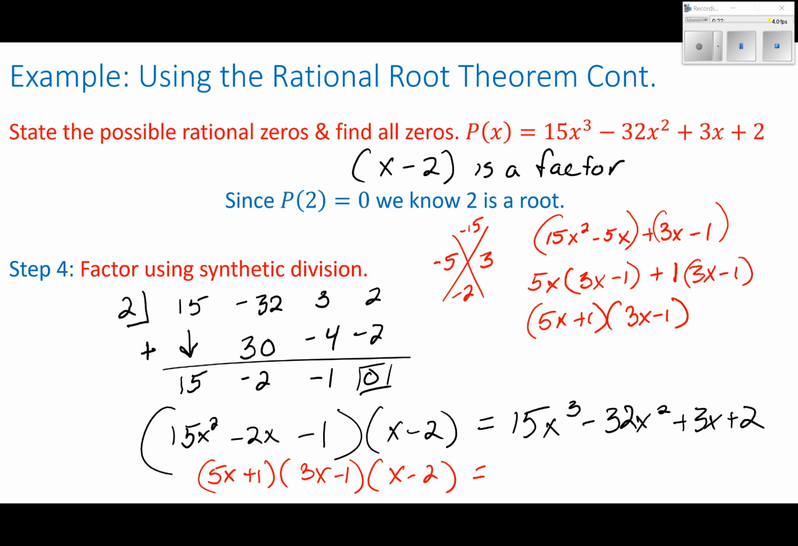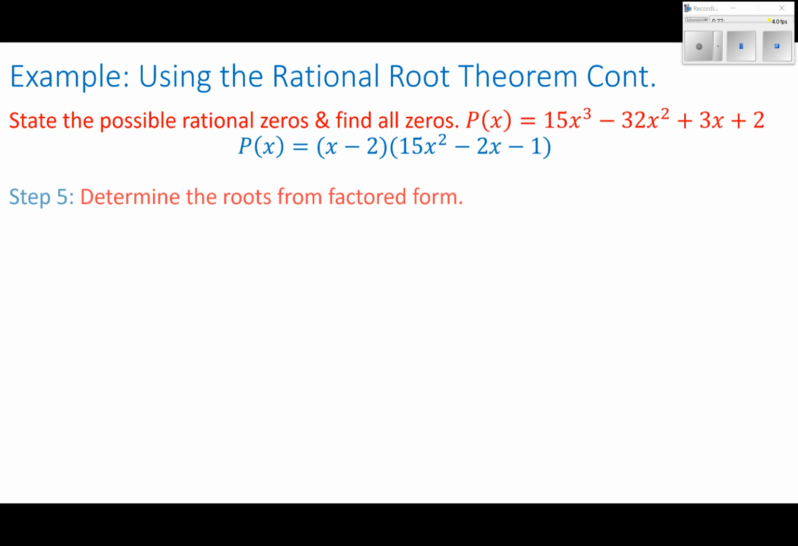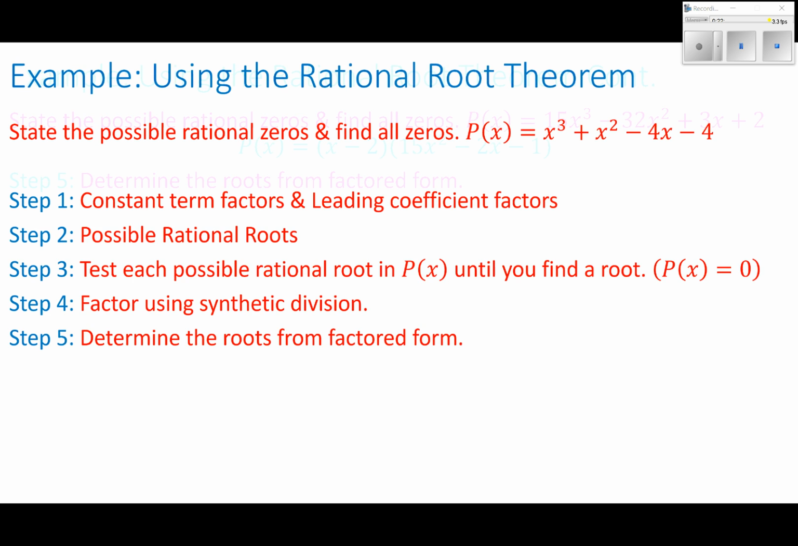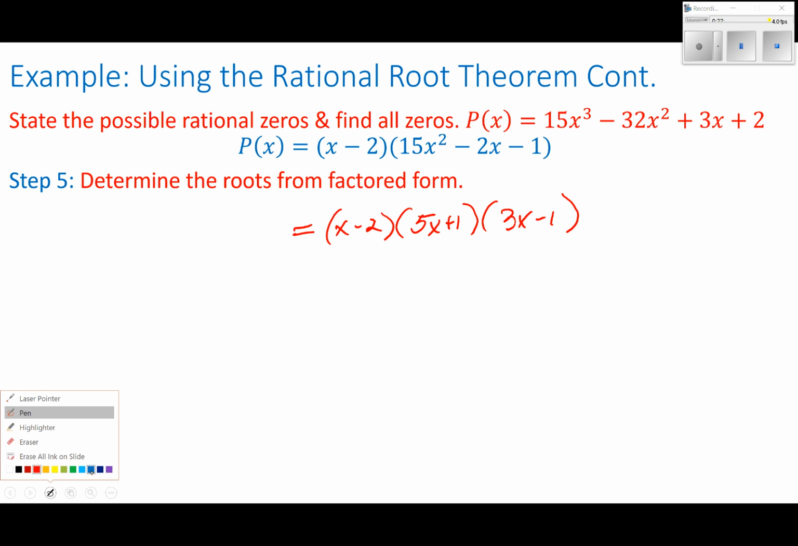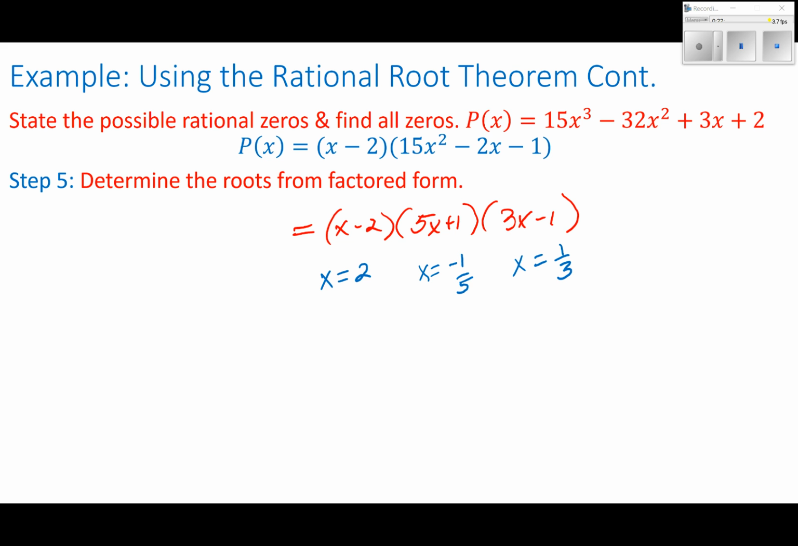It's a long problem, isn't it? We're not done yet, because remember, we were trying to find all the zeros. We're really close now. So we factored this out, determine the roots in factored form, so we just did that. So this is x minus 2, and we know that this is 5x plus 1, 3x minus 1. So my zeros are going to be x equals 2, which we already knew. And then this one is going to be x equals negative 1/5. And then this one becomes x equals positive 1/3.